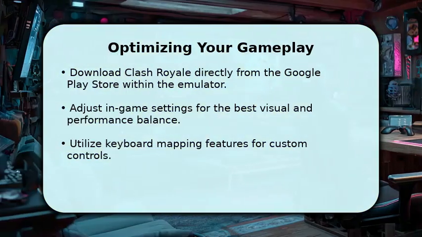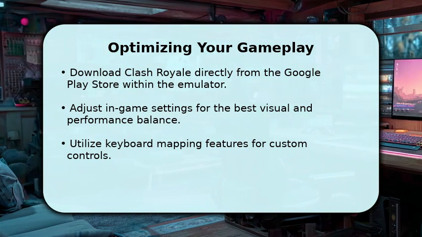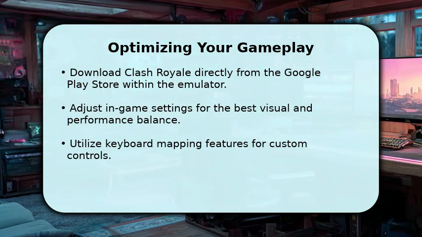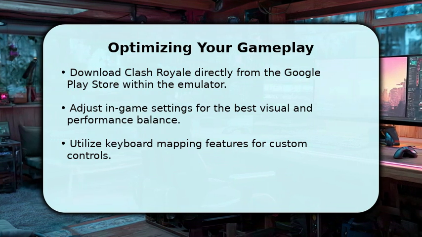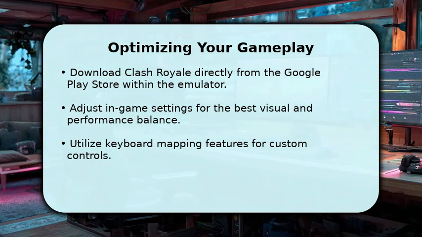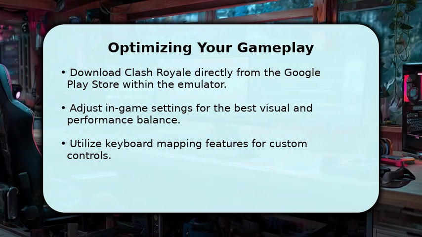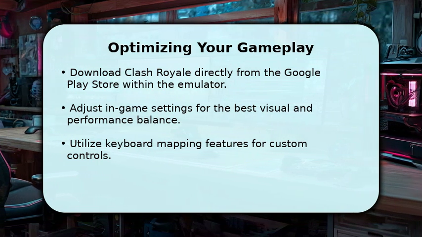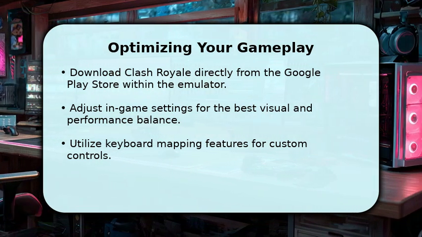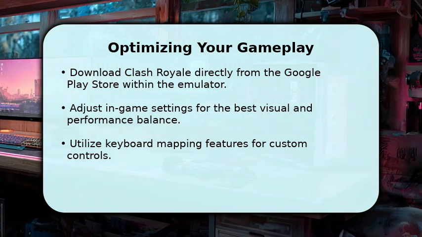With your emulator set up, open the Google Play Store within it and search for Clash Royale. Download and install the game just as you would on an Android device. For the best experience, adjust the in-game graphics settings to match your Mac's capabilities. You can also customize keyboard controls to map actions to specific keys, giving you a competitive edge. Ensure your Mac has at least 8 GB of RAM for the smoothest gameplay.